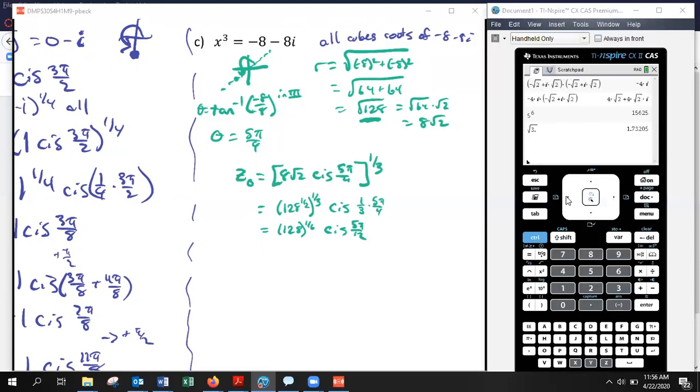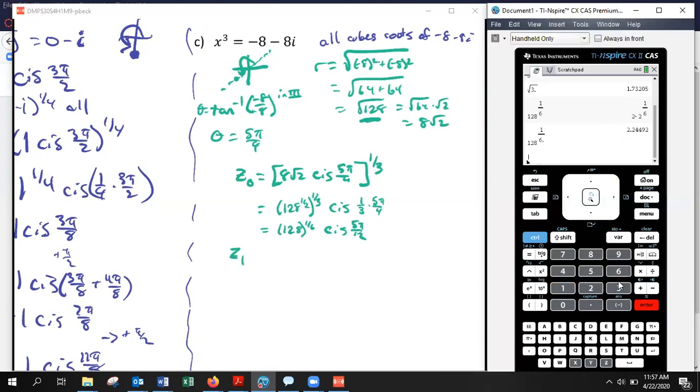There are going to be some problems that I'll be assigning that are going to be similar to this. So how would you do this in the calculator? Let's take 128 to the 1/6 power. So parentheses 1 divided by 6, and we will get this, we need that as a decimal. So put it as a decimal, 2.24 if we round. So 2.24 cis 5 pi over 12. Please make sure you pay attention to the directions of how it's being asked.